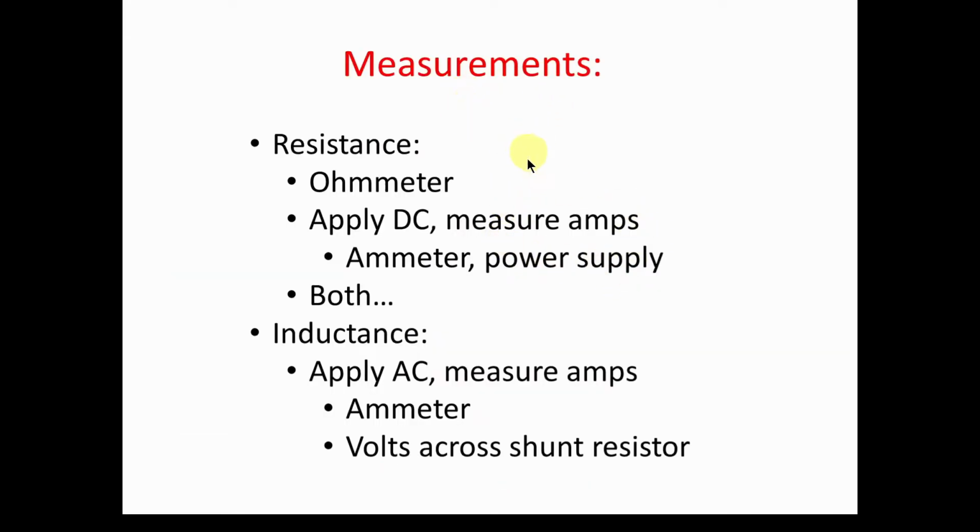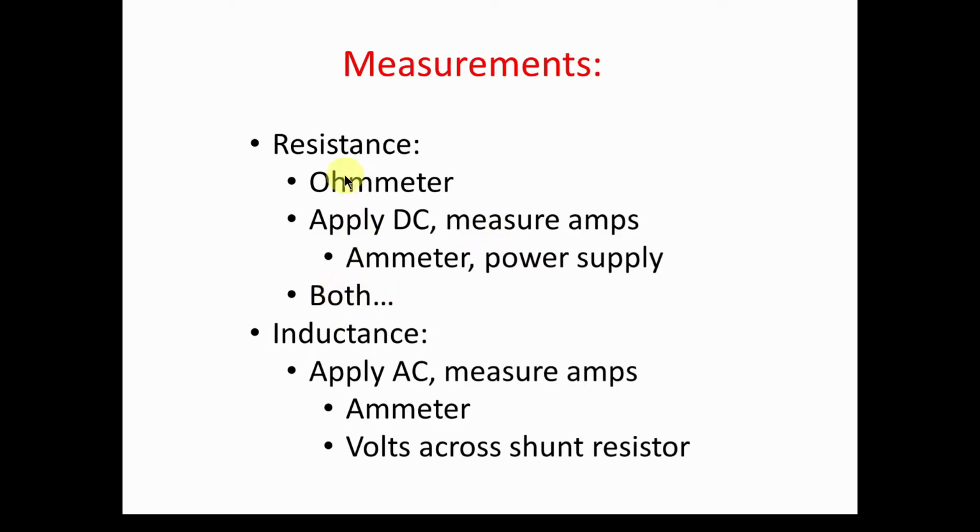So how are we going to do measurements? Well, we got to do resistance and we got to do inductance. Well, resistance, I can just hook up an ohm meter across my winding and measure the ohms. That should give us a good value. We could also take our DC power supply, apply 5, 10 volts, and measure how much current flows. And we could measure it with an ammeter or whatever current is coming out of the power supply. And that either way will give us a reasonable measure of DC resistance.